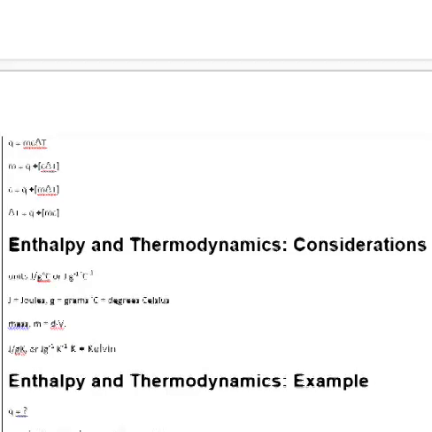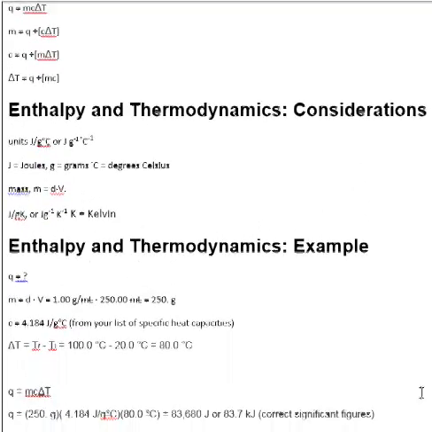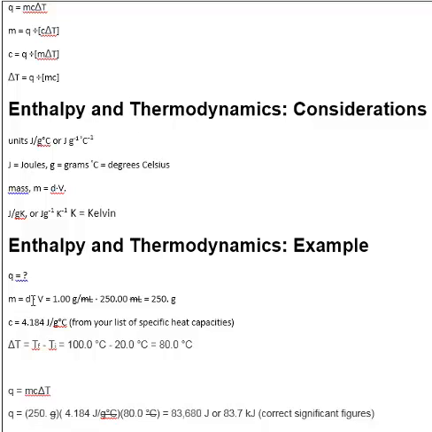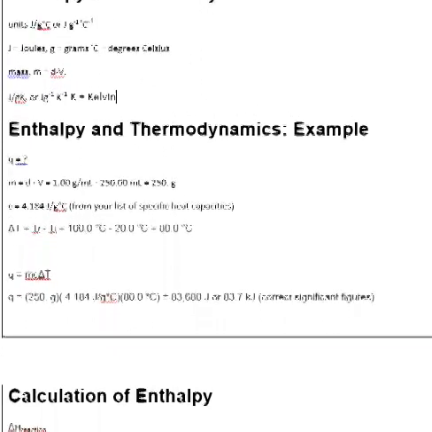Enthalpy and thermodynamics. Q equals question mark. m equals d multiplied by v equals 1 gram per milliliter times 250 milliliters equals 250 grams. c equals 4.184 joules per gram degree Celsius from your list of specific heat capacities. Delta T equals T_f minus T_i equals 100 degrees Celsius minus 20 degrees Celsius equals 80 degrees Celsius.